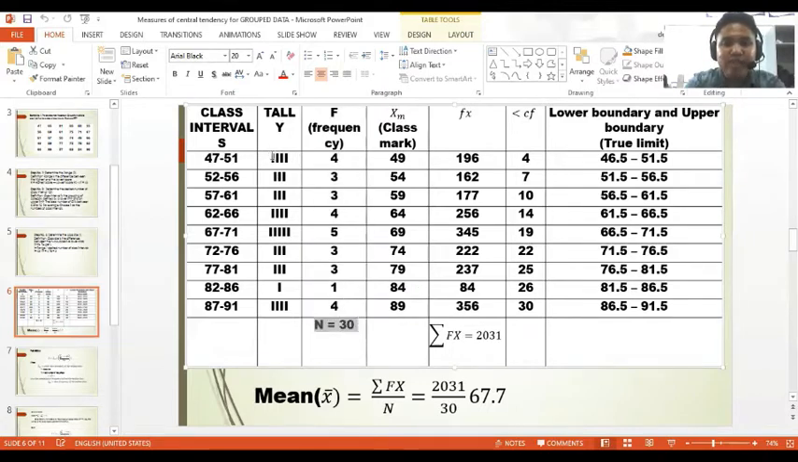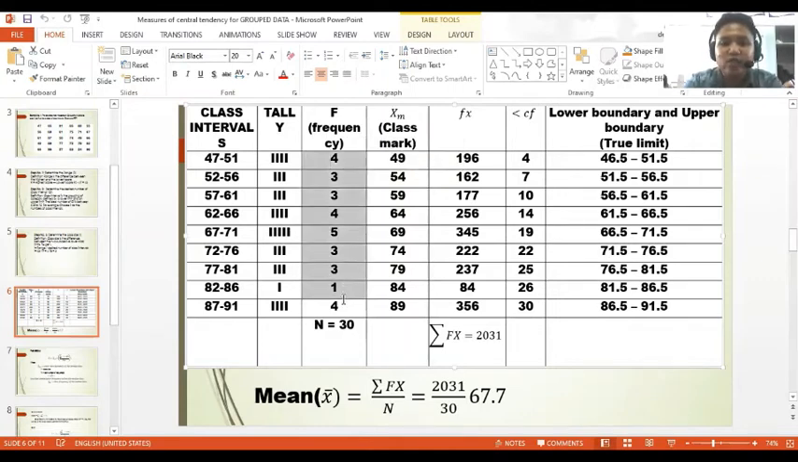So, ang frequency natin dito sa tally natin, 4. So, 4 yung magiging frequency natin dito sa class interval na to. So, next is, sa 52 to 56 naman, so 3. So, magiging 3 ang frequency natin. So on and so forth. So, ito na yung magiging labas niya.